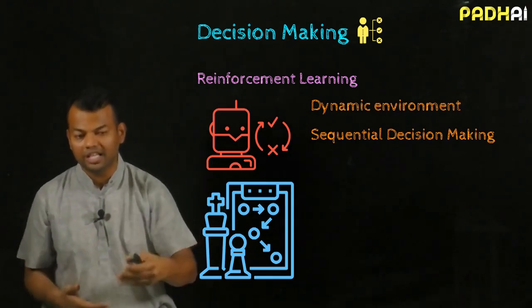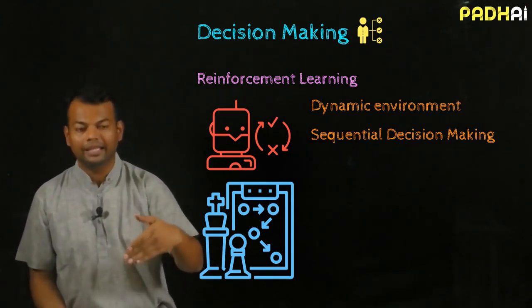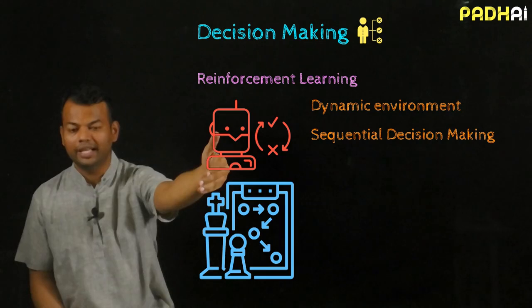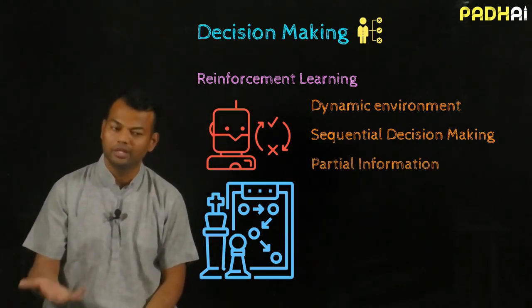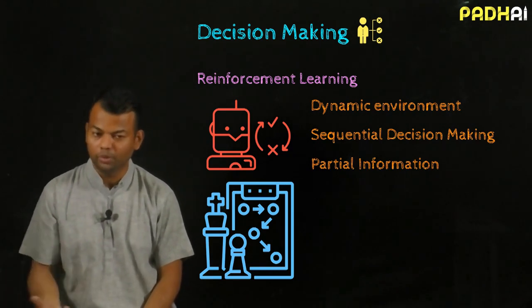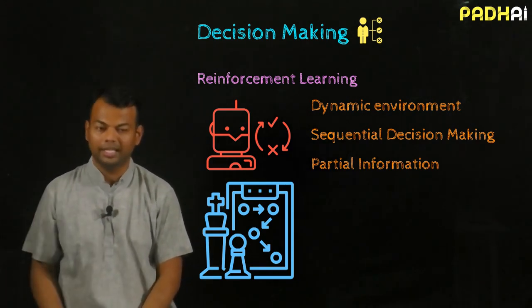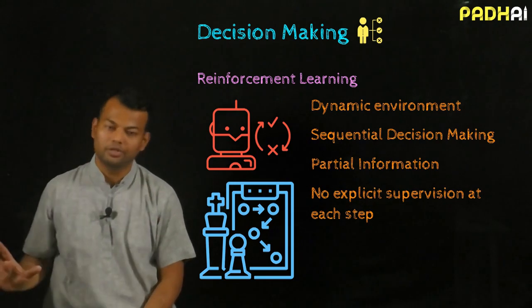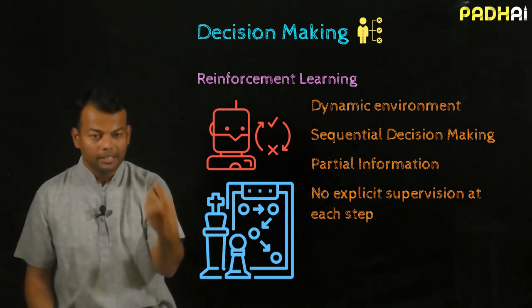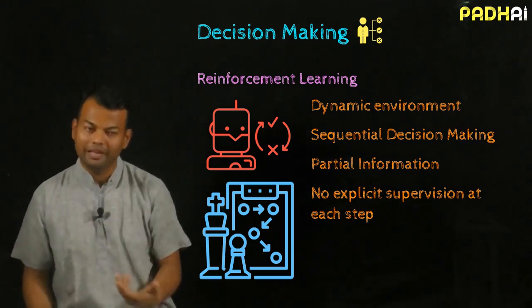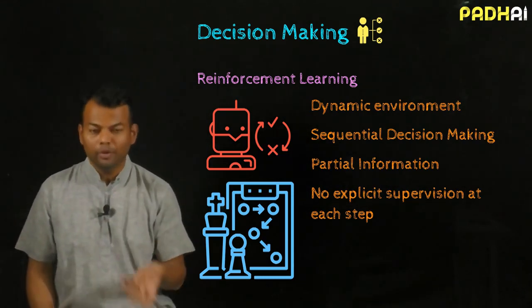A typical chess game would last for many steps. And you don't know what you did at the 10th step, how it is going to affect the 50th step. So you don't have that information. You only have partial information, only what you are doing immediately. And there is no explicit supervision at each step. When you're trying to teach an AI agent to learn chess, it's impossible for every move to say whether this was a good move or not, simply because even you don't know.